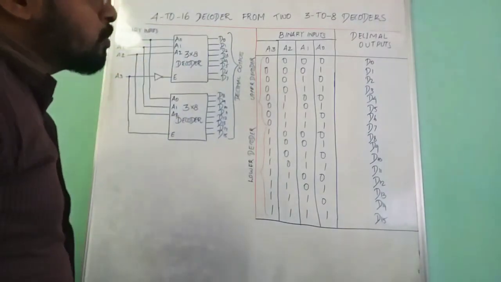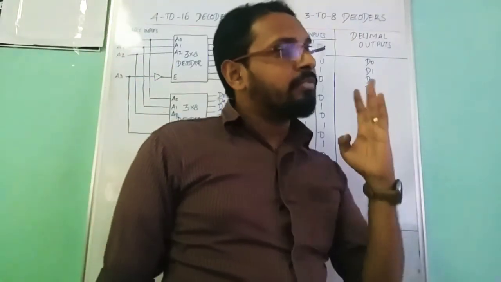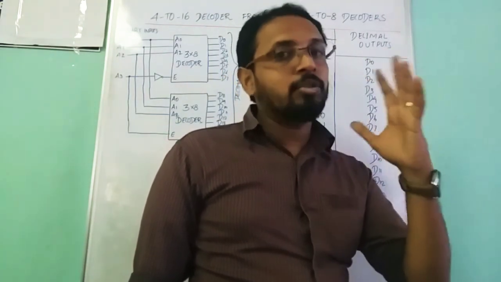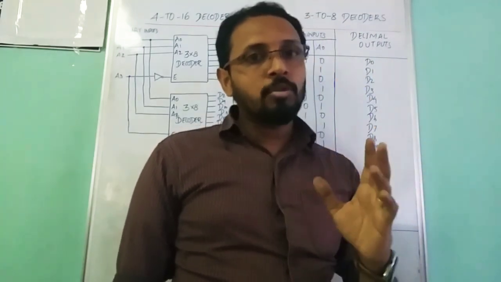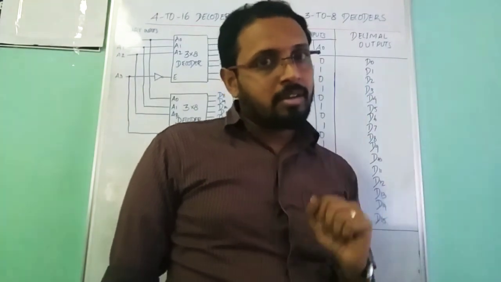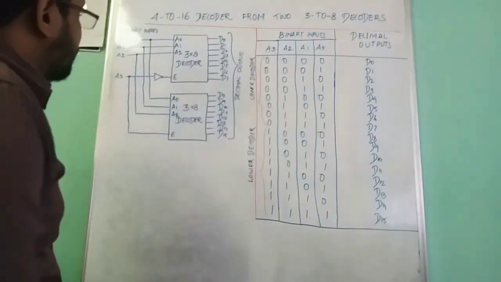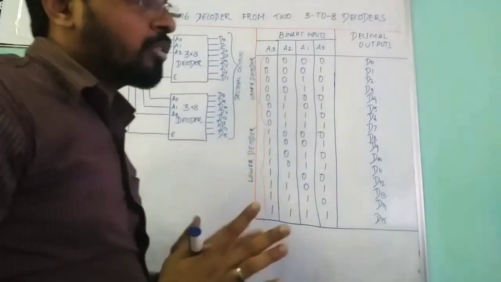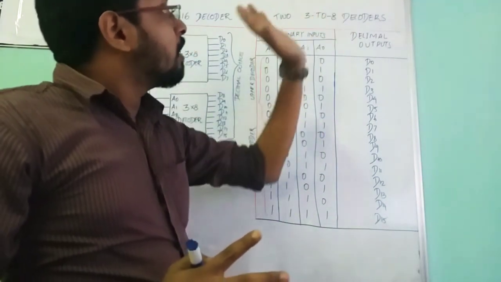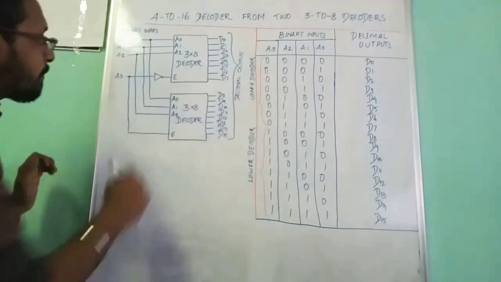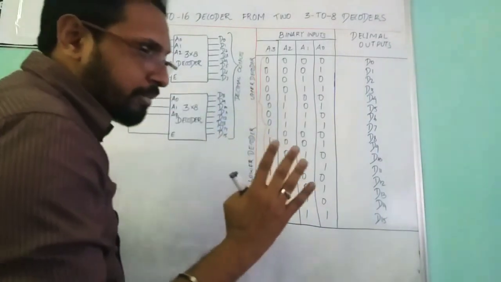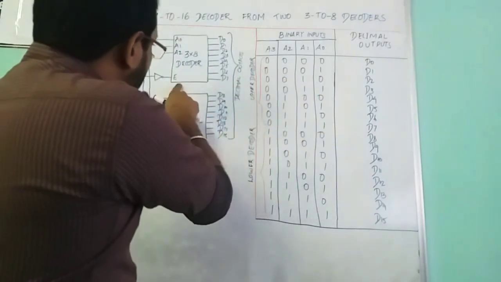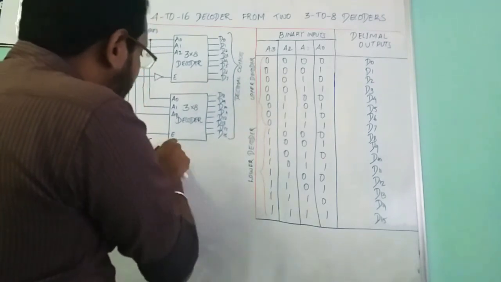4 to 16 decoder from 2, 3 to 8 means there will be 4 inputs. Okay, that fourth input should be fed to two different circuits, same as in previous topics. Here also we did the same. A0, A1, A2 will be common for both these two 3 to 8 decoders, and we have an A3, the fourth pin, that is given to the NOT gate for inverting and fed, and this is directly fed to the next case.